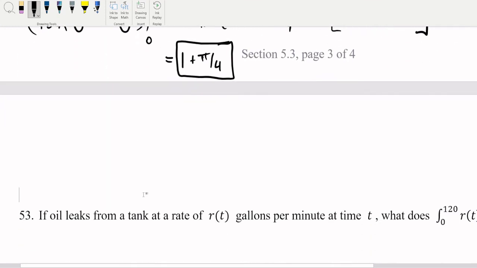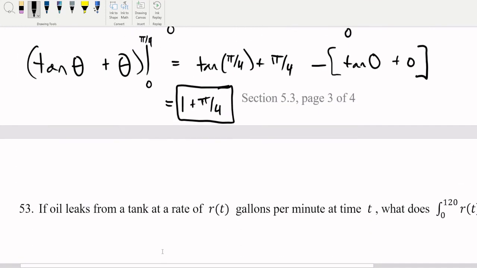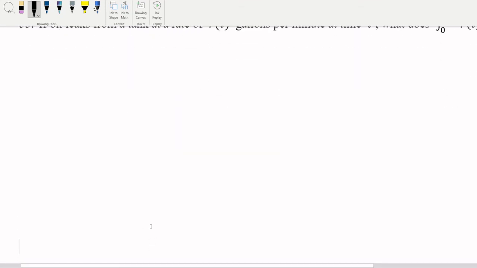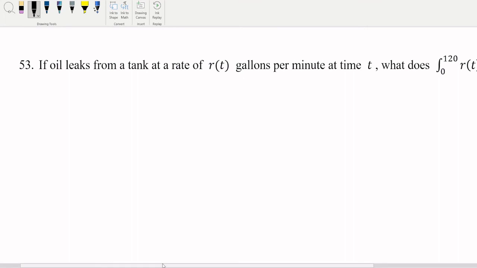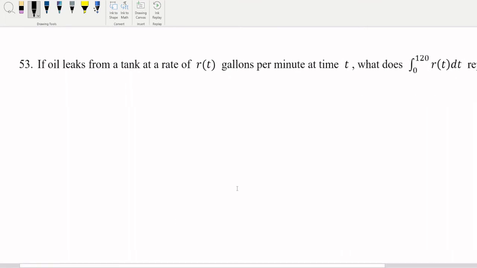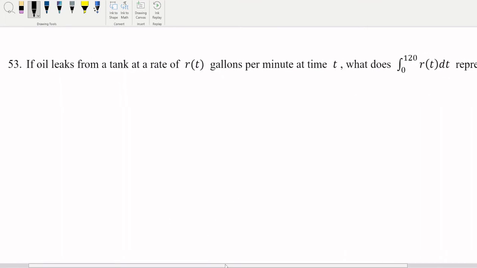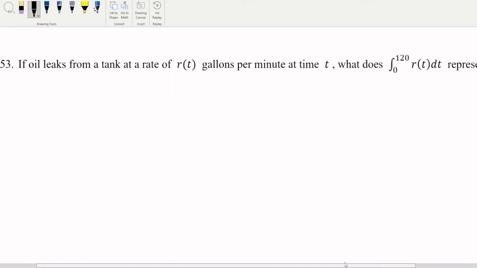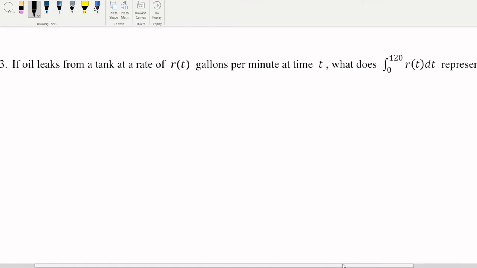Okay, let's try to do a problem with words in it. And we'll give ourselves a bunch more space here. So, okay, let me zoom over so we can see this a little bit better. Okay, this one says, if oil leaks from a tank at a rate of R of t gallons per minute at time t, what does this integral represent?